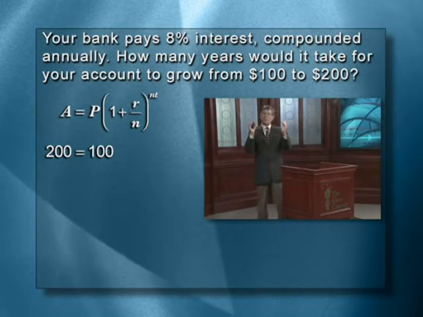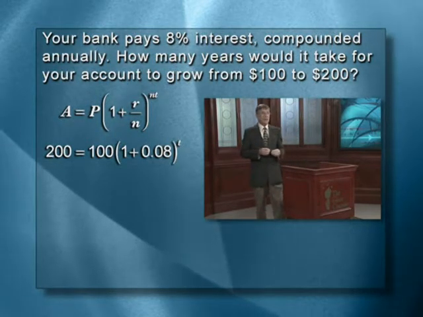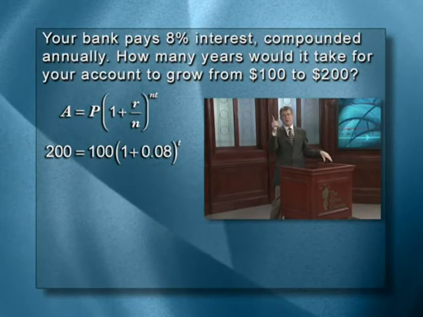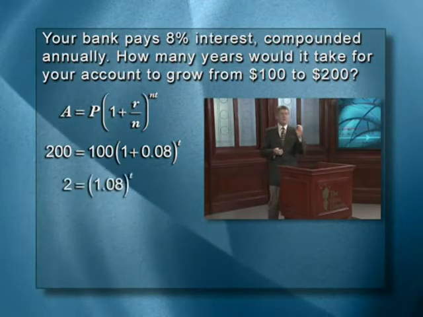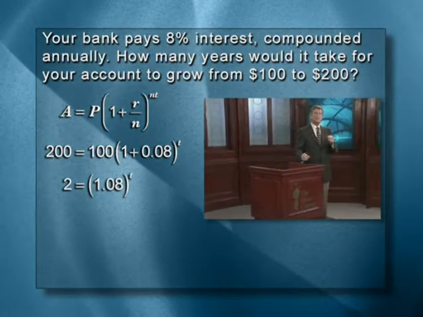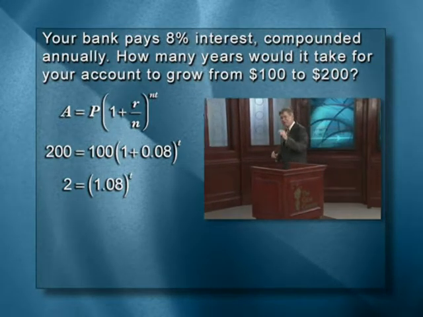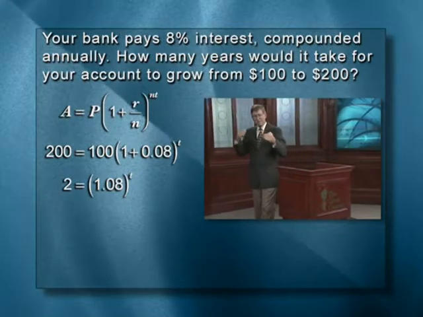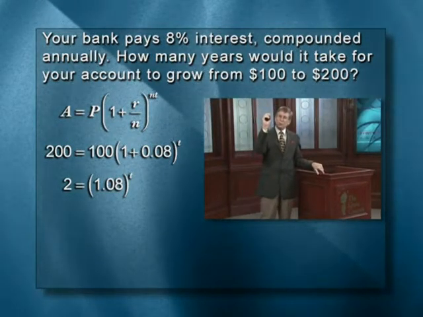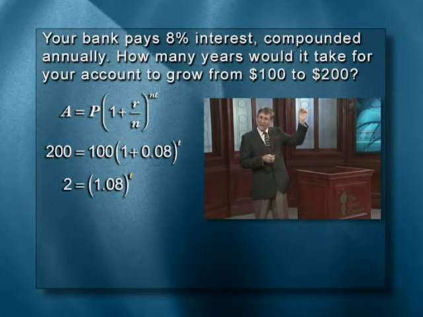And inside the parentheses, we have 1 plus R, remember N is 1 here, 1 plus 0.08. Well, we can simplify the 200 and the 100, and we have the equation 2 equals 1.08 to the T power. All right. And this is a very typical example of the power of logarithms. The variable which we're trying to find, T, is hiding up there as an exponent, isn't it?